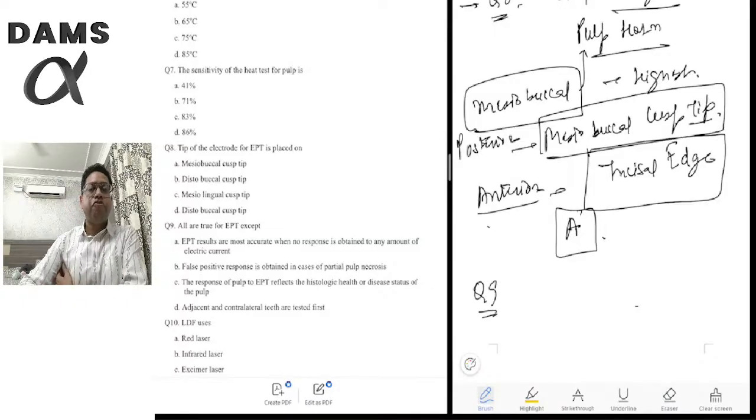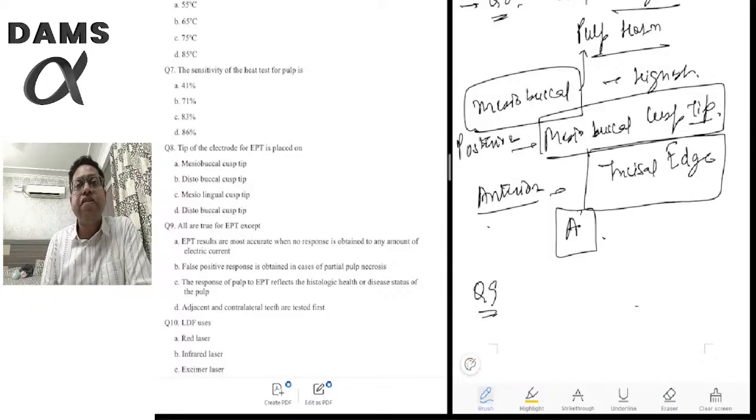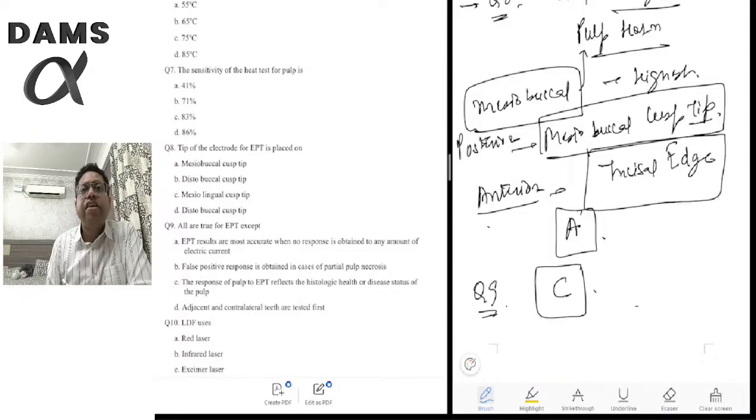The statement that the response of pulp to EPT reflects the histologic health or disease status of the pulp is not correct. Why is it not correct? It never gives an idea about the true histologic status. It simply indicates whether viable and responsive sensory nerve fibers are present or not in the pulp. Adjacent and contralateral teeth are tested first is true for all pulp sensibility tests, whether it is the heat test, cold test, or EPT. We always test the adjacent and contralateral teeth to establish a baseline response. So which option is not correct? Option C is not correct about EPT, and that would be the answer over here.